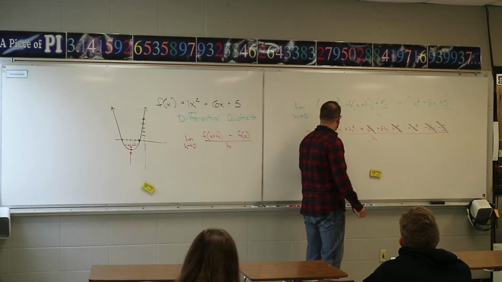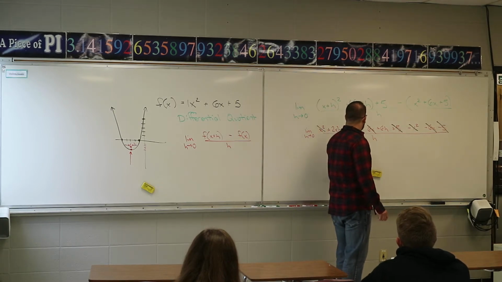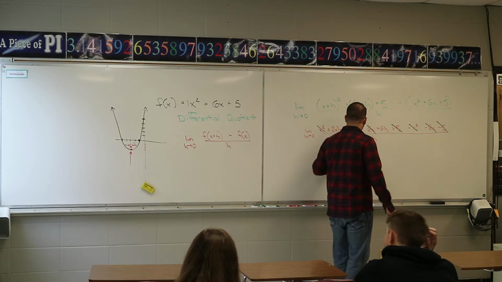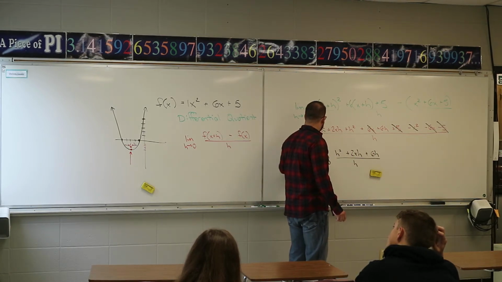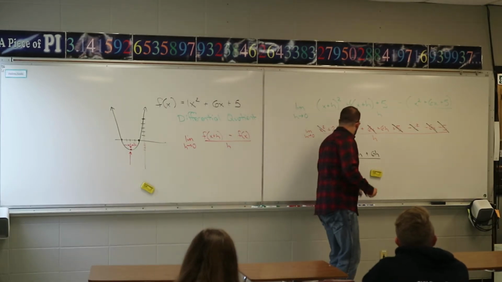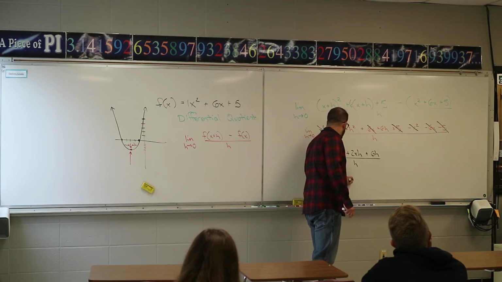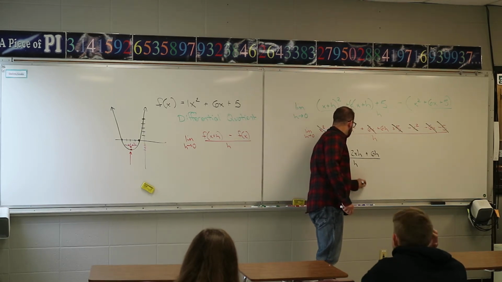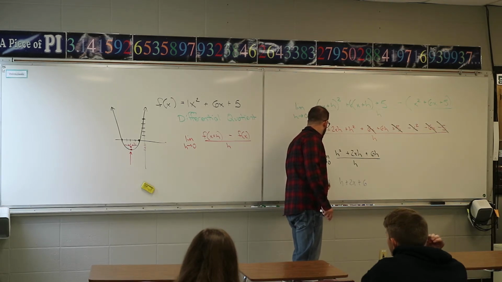So I'm left with h squared plus 2xh plus 6h. And this is all over h as the limit as h approaches 0. Now, next thing, divide everything by h. So if I do this correctly, here's what we have. Dividing everything by h, I'm left with h plus 2x plus 6. Right? That's dividing everything by h, canceling out one of the h's.